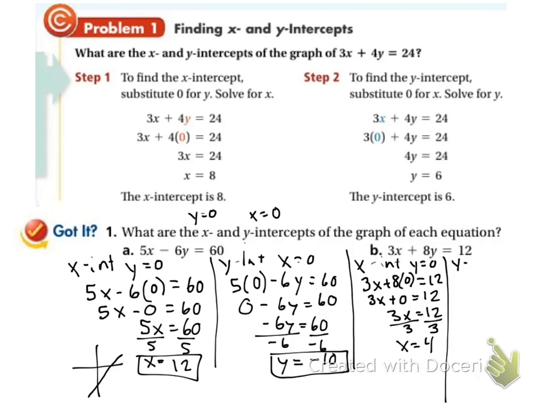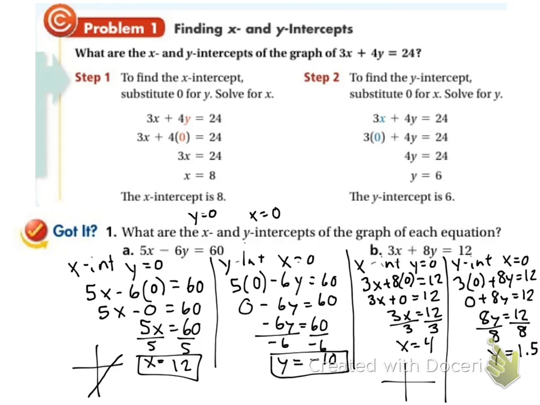And then I'll find my y-intercept, and that's when x is 0. So 3 times 0 plus 8y equals 12. That's 0 plus 8y equals 12. So 8y is equal to 12, and I'll divide both sides by 8. And I get that y is equal to 1.5. So if we want to picture this on a graph, we're looking for something like that.